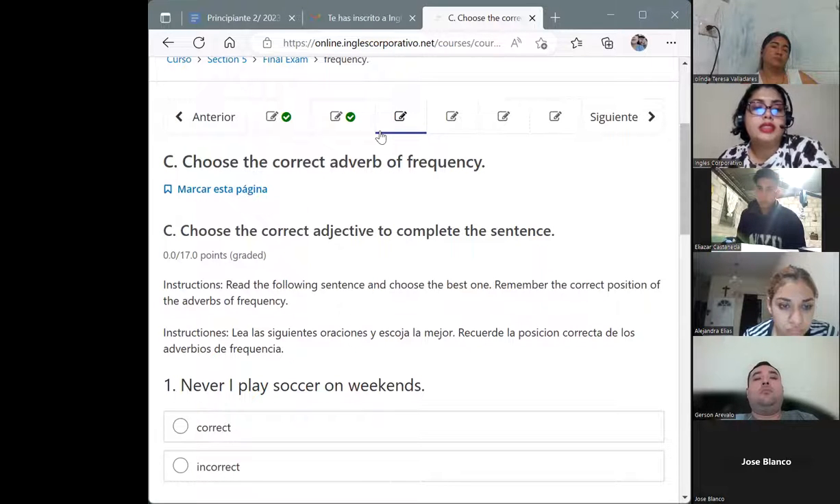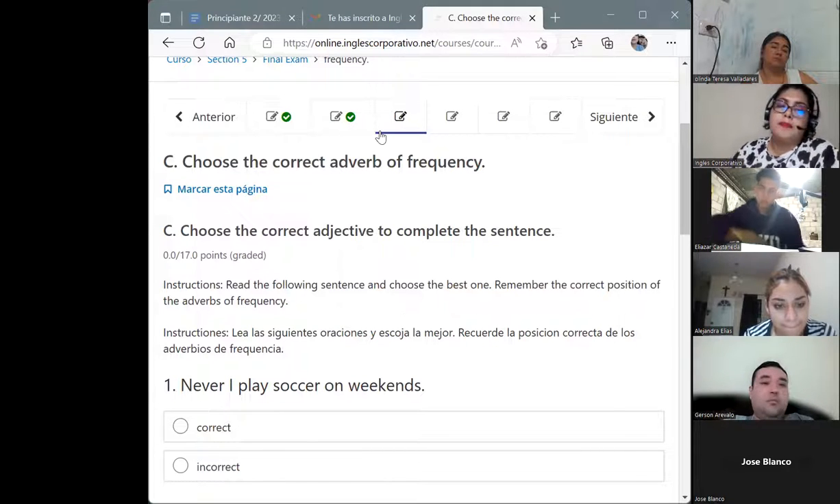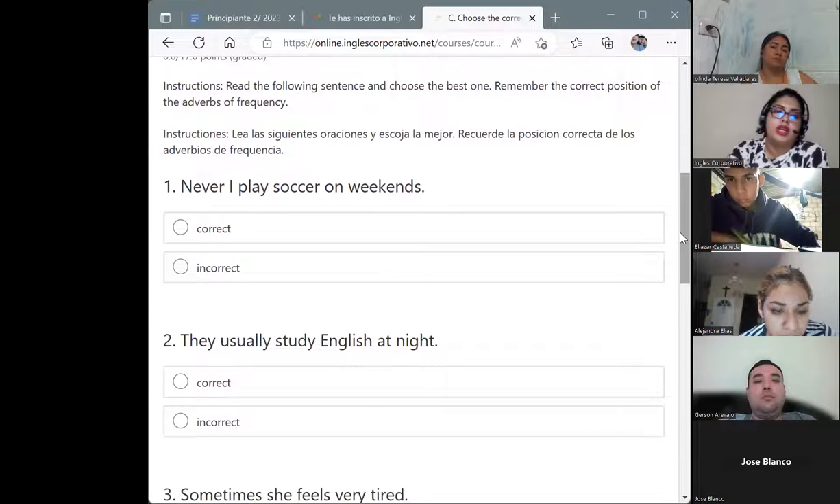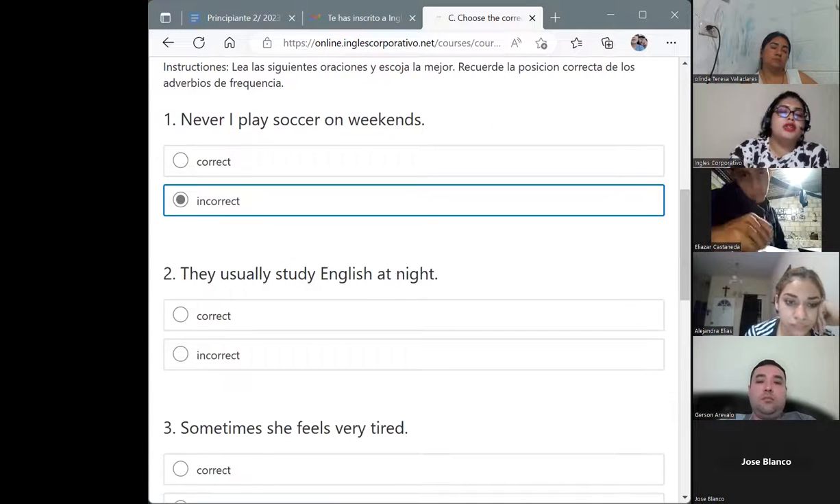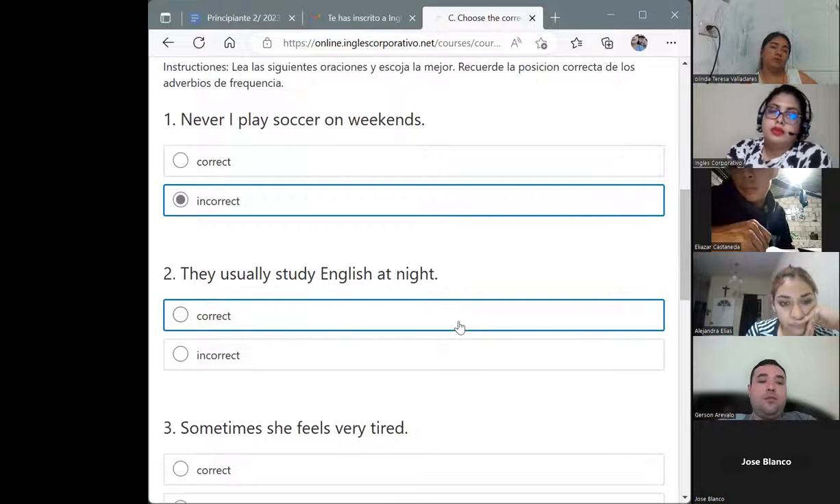So it says, read the following sentence and choose the best one. Remember the correct position of the adverbs of frequency. Vamos a arreglar también el orden en el que están escritos estos adverbios. So we're going to see the number one. Never I play soccer on weekends. It's correct or incorrect? Incorrect. Very good. They usually study English at night. Correct or incorrect? Correct.